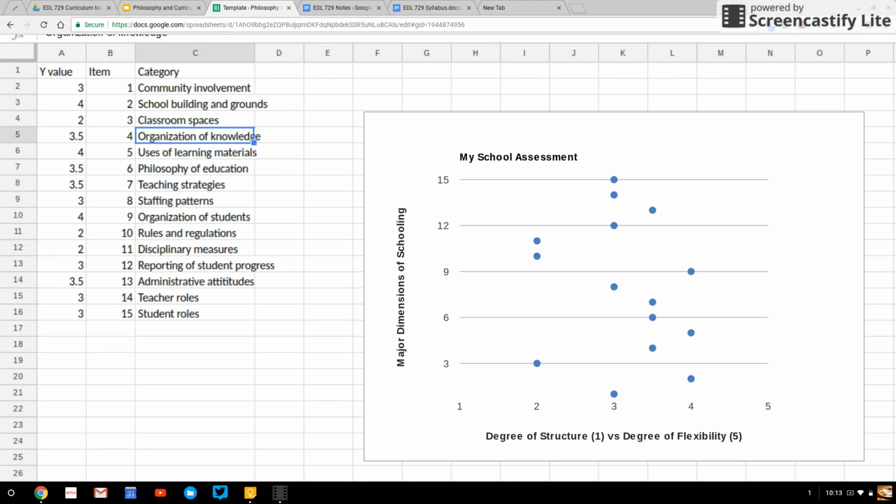Next category is organizational knowledge. You see I ranked it at 3.5. I would say that our organizational knowledge is probably best described as spiraling. It allows for some flexibility and choice, but it still holds students accountable for the minimal standard. Being a high school, a lot of what we have here is choice.